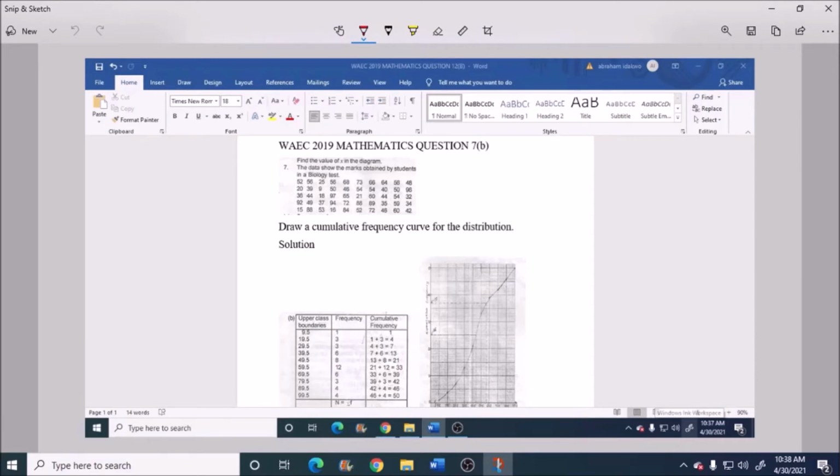So the class boundaries: 9.5 has a frequency of 1, 19.5 has 3, 29.5 has 3, 39.5 has 6, 49.5 has 8, 59.5 has 12, 69.5 has 6, 79.5 has 3, 89.5 has 4, 99.5 has 4. And that is the cumulative frequency, and this is the graph. This is the required cumulative frequency curve for the distribution.